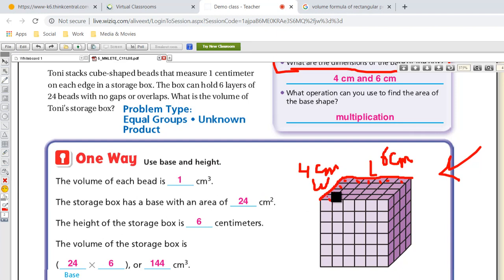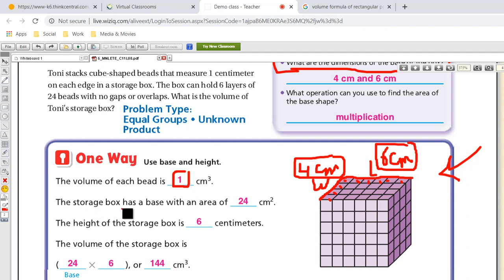Okay, and so how can we get the number of cubes in one layer? Unit cubes. We are talking here about unit cubes. So you can count all the unit cubes in this layer, which is the base, or we can multiply length by width to get the base area. Okay, so the volume of each bed equals 1 cubic centimeter, which is a cubic unit.